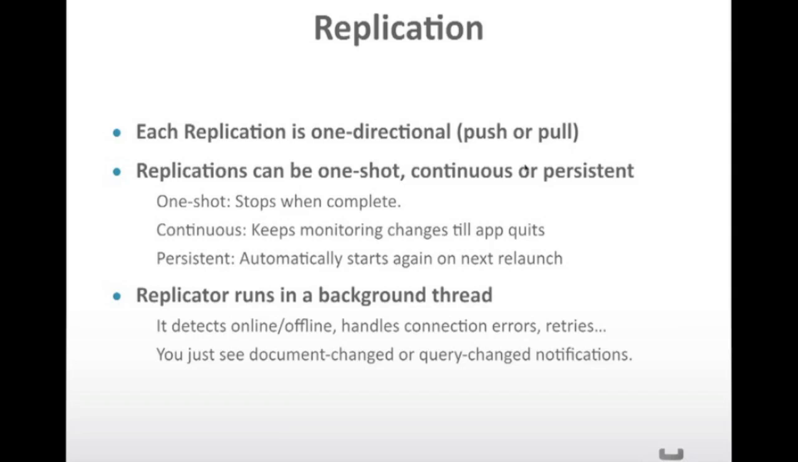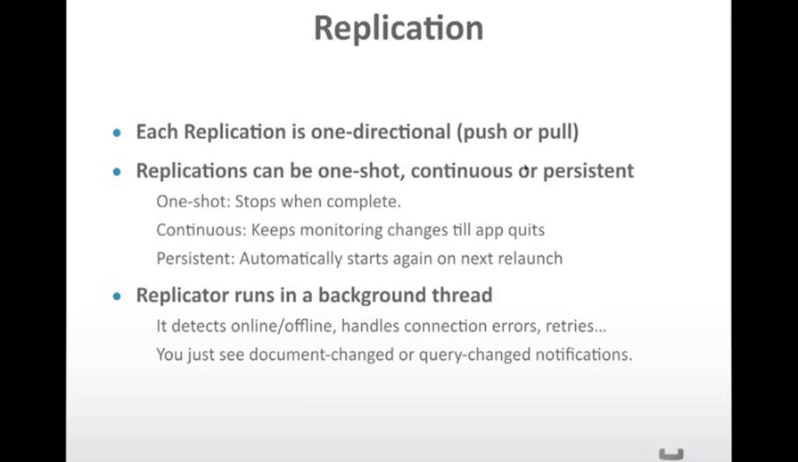The replicator, the thing that's actually doing the replication for you, runs in a background thread, and it's almost entirely isolated from what you're doing. It takes care of pretty much everything that needs to be done to do the nasty work of operating on a mobile connection. So it can tell when your device goes online or offline. It'll immediately begin re-replicating when it comes back online, looking for any changes.